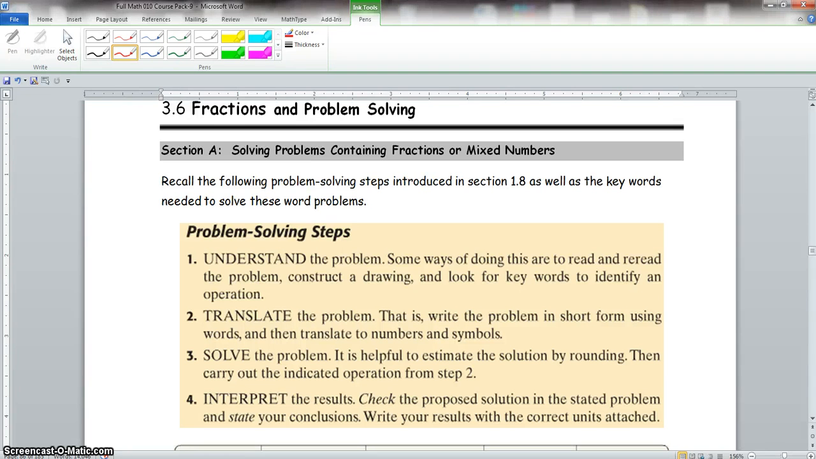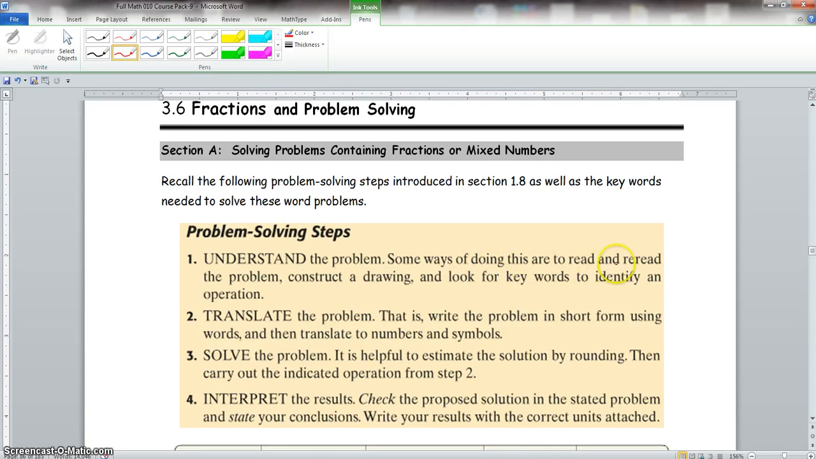Okay, class, we're on section 3.6, fractions and problem solving. Now, on section A, we have solving problems containing fractions or mixed numbers. Recall the following problem solving steps introduced in section 1.8 as well as the key words needed to solve these word problems. Okay, the first thing we need to do is understand the problem.